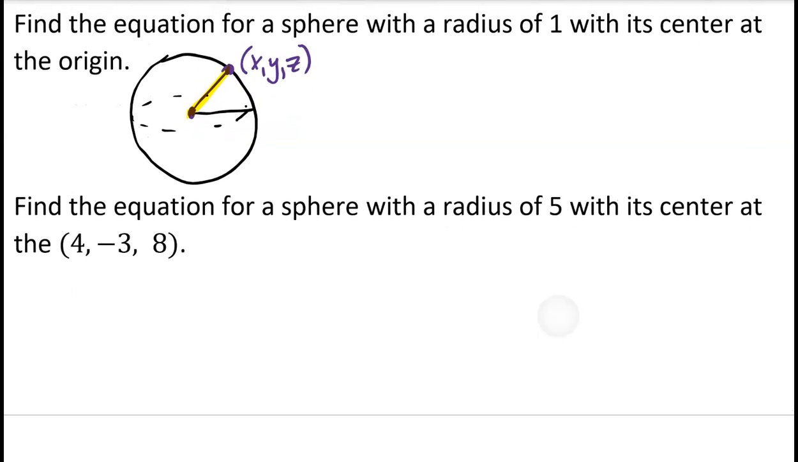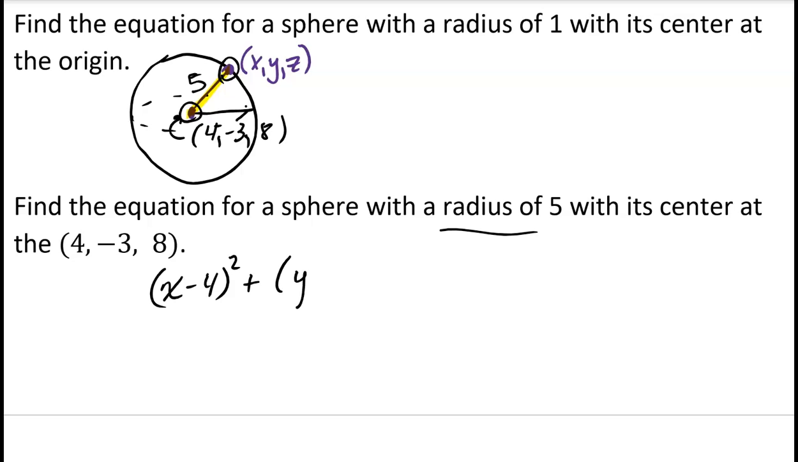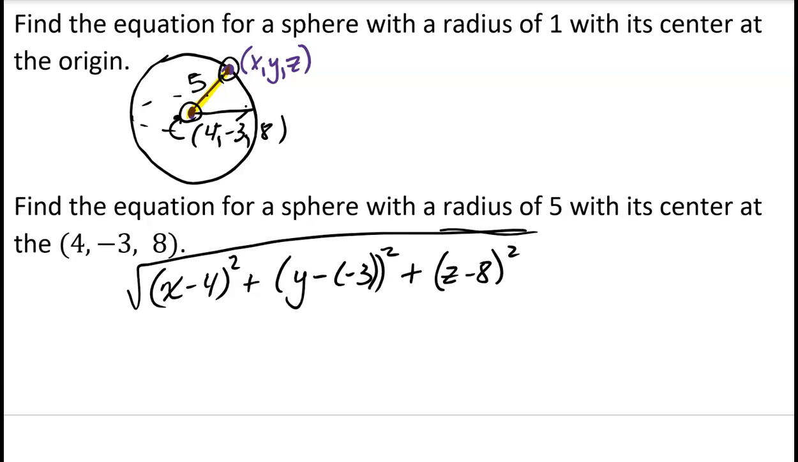Okay, let's try the next one. This says, find the equation for a sphere with a radius of 5 with its center at 4, negative 3, 8. So I'm using the same diagram, just relocating the origin to 4, negative 3, 8. Once again, I know the radius is 5 on this one, so I'm going to change that distance that I drew in yellow. I'm looking for the distance between those 2 points, which I can find using my distance formula. So I'm going to say x minus 4 squared plus y minus negative 3 squared plus z minus 8 squared, and when I take its square root, this is going to be equal to the radius.